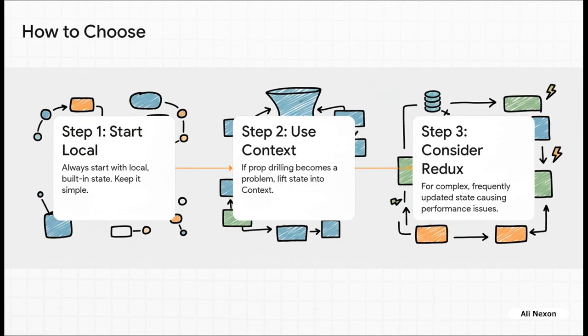So this gives us a dead simple 3-step process. 1, always, always, always start with local state. Keep it simple. 2, the second you start feeling that pain of prop drilling, lift that state up into context. And 3, if your shared state and context is updating so often that it's causing performance problems, then, and only then, is it time to reach for a library like Redux.